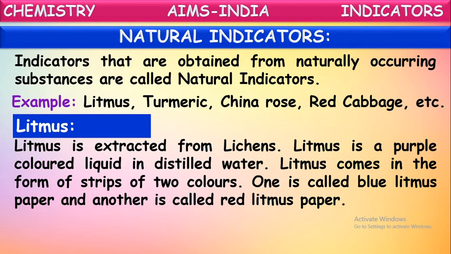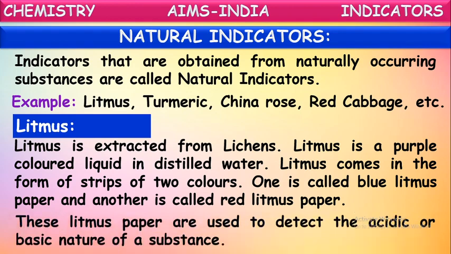This liquid litmus can be used directly for detecting acids and bases, and this litmus is made into different paper strips. By using this litmus, paper strips are made which are used to detect acids and bases. Yes, litmus comes in the form of strips of two color papers. One is blue litmus, the other one is red litmus. These litmus papers are used to detect either acidic or basic nature of the substances.